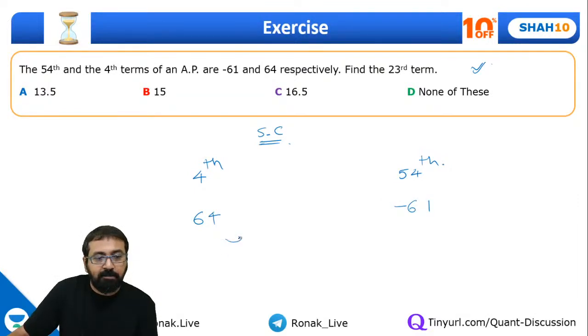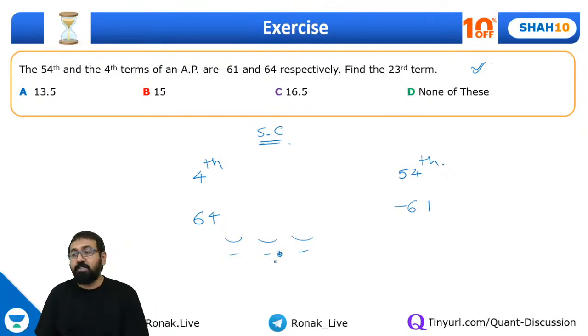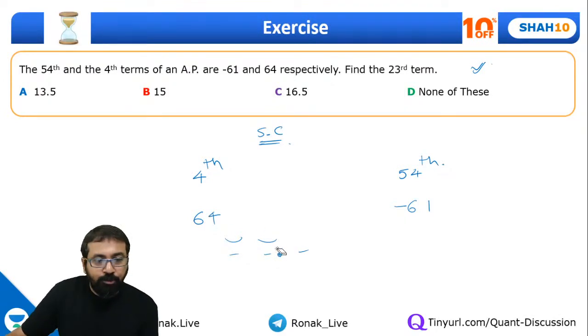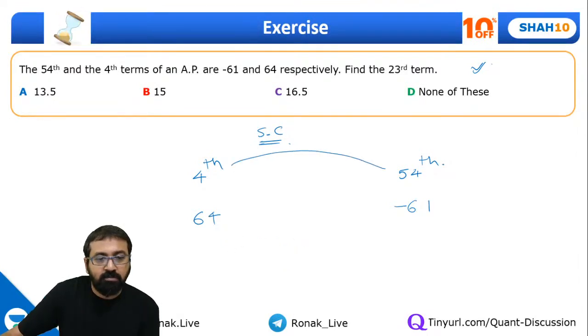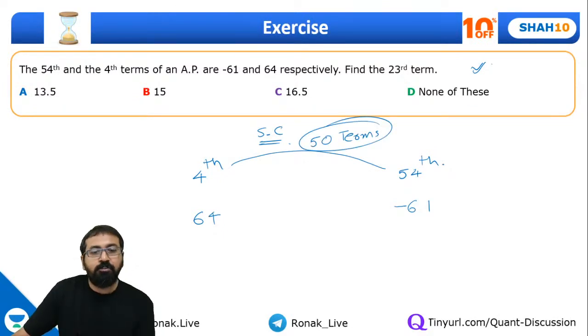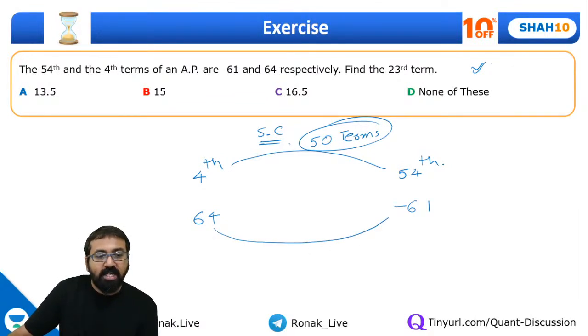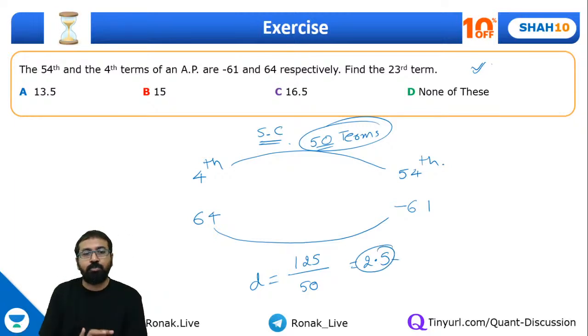So definitely we are subtracting something from each term to get the next term. I don't know what we are subtracting, so this is what we need to figure out. First of all, quickly tell me what is the difference between these two terms. Can I say the difference is of 50 terms? The difference between the 4th and 54th term is 50 terms difference. And what is the difference between these numbers? Can I say 64 minus -61? It's 125. So divide this 125 into 50 parts, and you will get the difference value as 2.5. Very simple. Now you got the difference as 2.5.